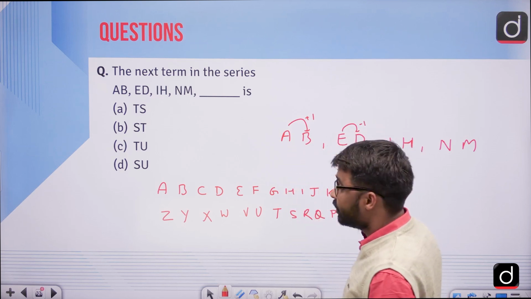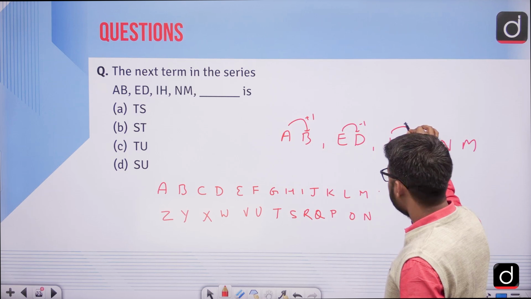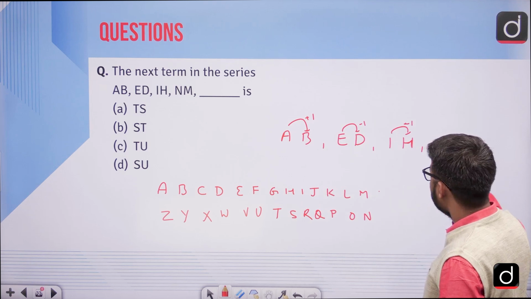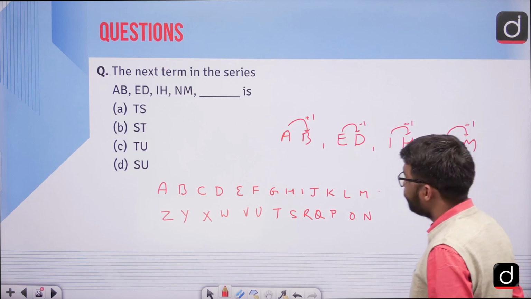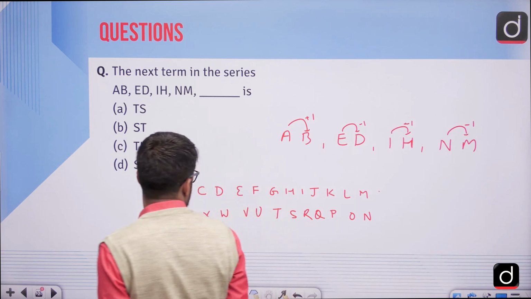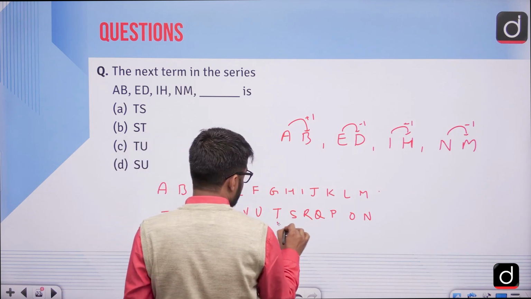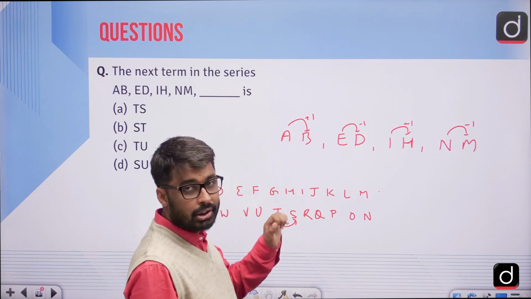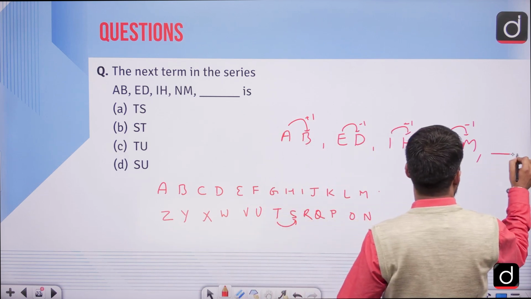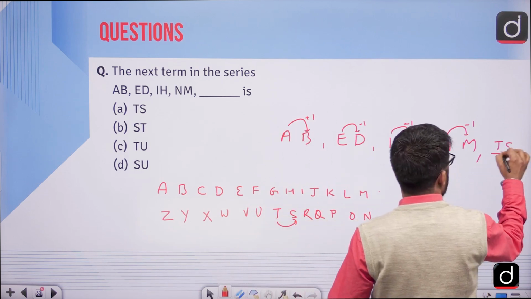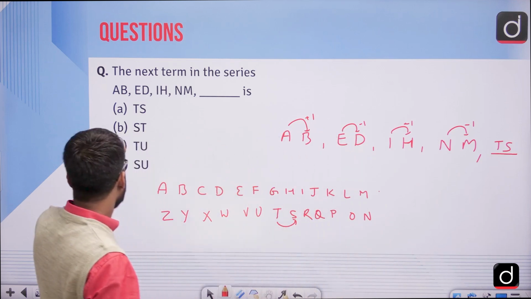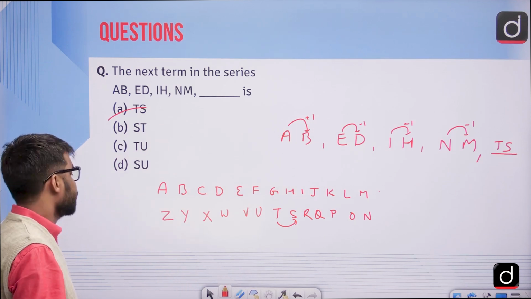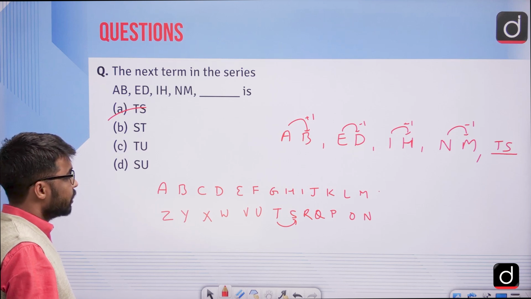I told you this concept also in letter series. From I to H, the gap is minus 1. Then from N to M, the gap is minus 1. So now the gap should be: for the first term the gap was plus 1, moving from the first letter to the second letter. For all the remaining terms, the gap was minus 1. So now it should be TNS. Option A would be the correct answer. From T to S, the gap would be minus 1.